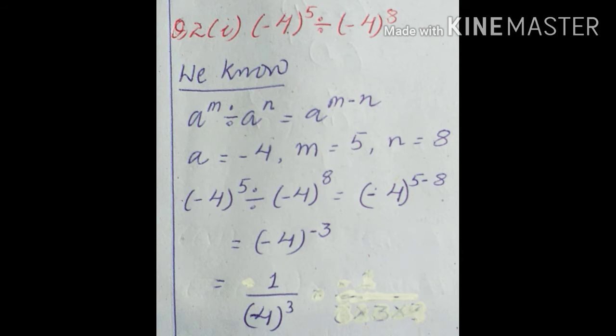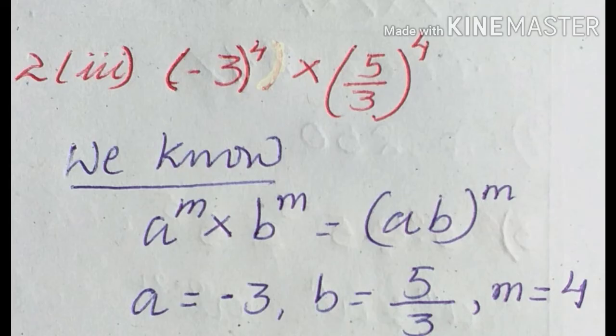Now we have to make this positive. Where do we take (-4) to the power minus 3 to make it positive? To the bottom. We get 1 by bracket (-4) to the power 3. Therefore (-4) to the power 5 divided by (-4) to the power 8 equals 1 by (-4) to the power 3. Clear? Now look at question number 2.